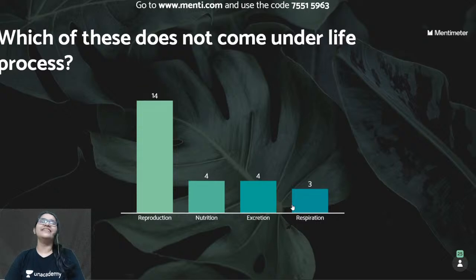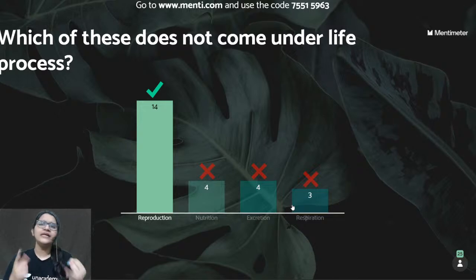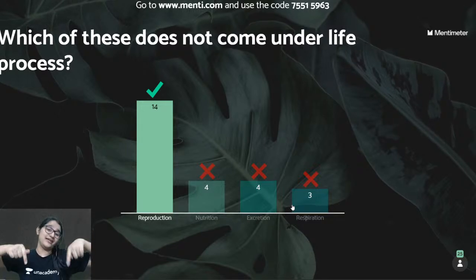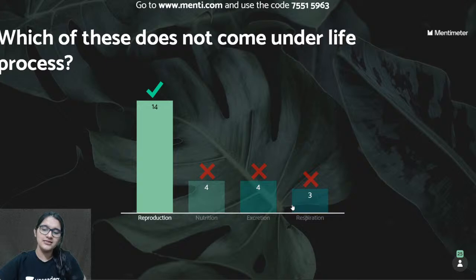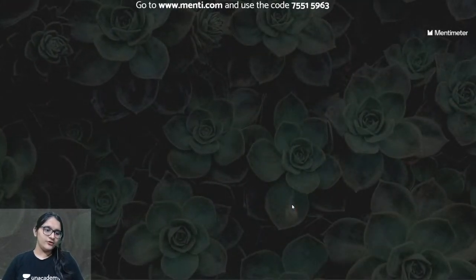Everybody has voted and the absolute correct answer is reproduction. Because bhaiya ji, life process mein you're studying about nutrition, na? You're studying about excretion, and right now we studied about respiration. So correct answer is reproduction. Okay? So let's see the first leaderboard for today.